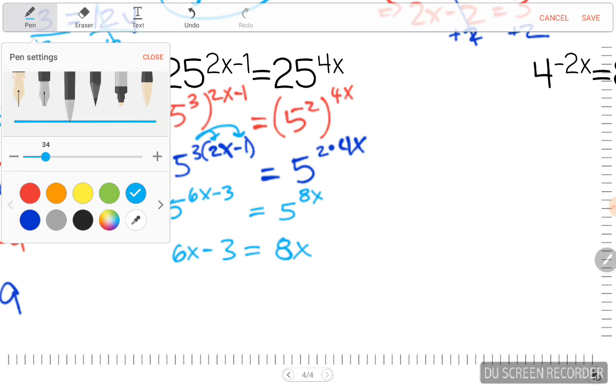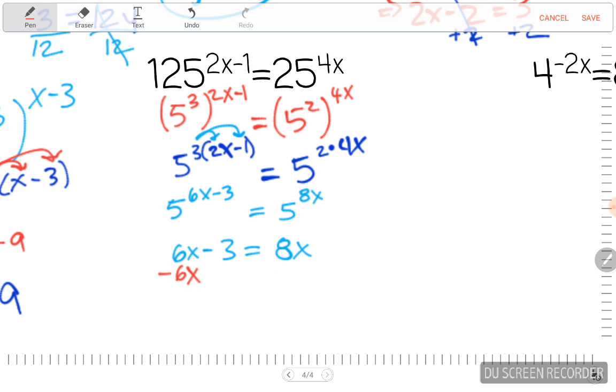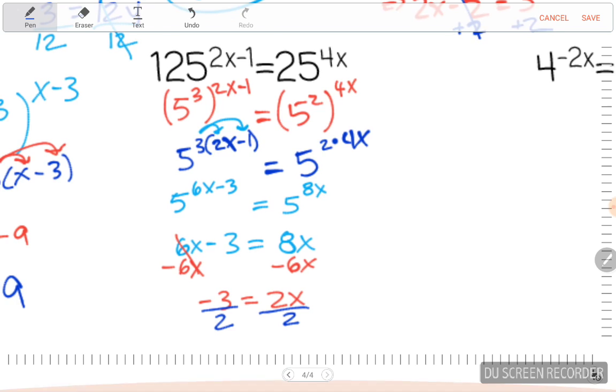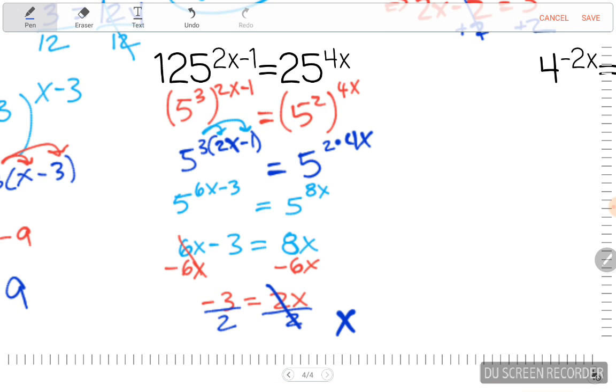Okay, now I've got an x on both sides. I take away the smaller one. I get negative 3 equals 2x. Divide both sides by 2, and I get that x equals negative 3 halves.